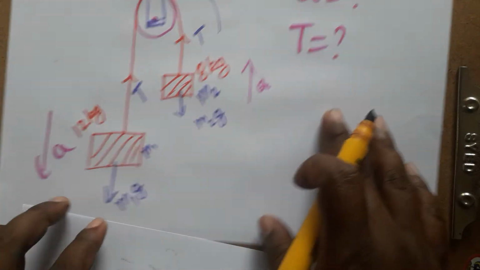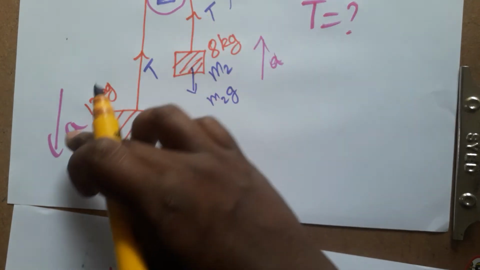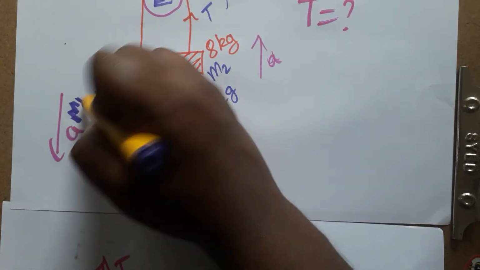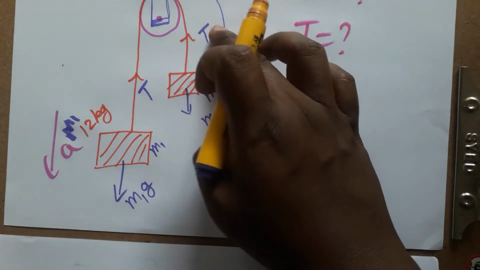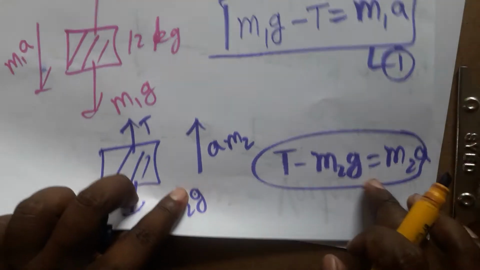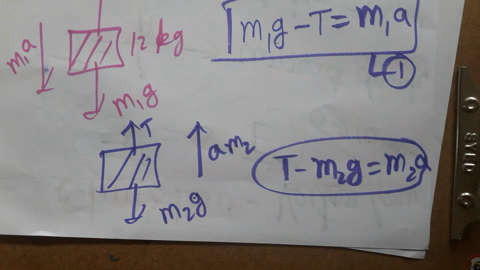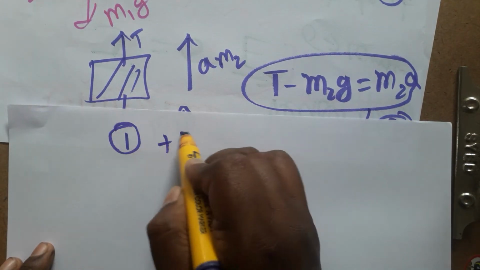Again I will repeat this equation. m1 g minus T is equal to m1 times a. That is the first equation. Now the second equation, it's moving upwards, T minus m2 times g is equal to m2 a, that is called the second equation. Now we have two equations, I am just adding these two equations. Equation 1 plus equation 2.